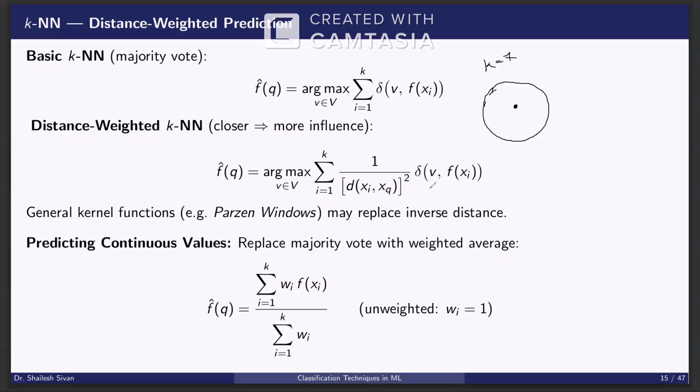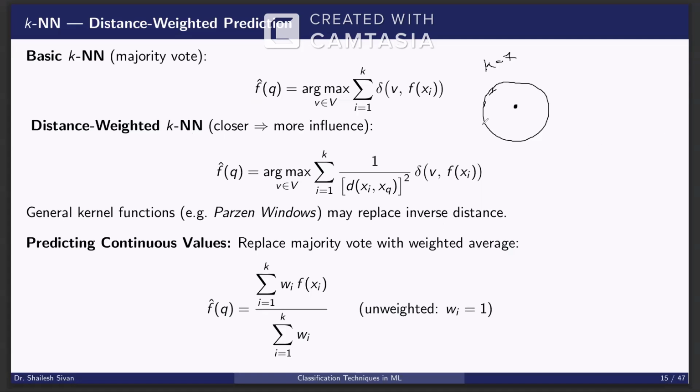Okay. So here there is a variation called distance weighted k nearest neighbor. Instead of taking the simple matching of the classes, we will normalize that matching with the inverse of the distance between that point and the query. Is it clear? That is what we are calling distance weighted k nearest neighbor.